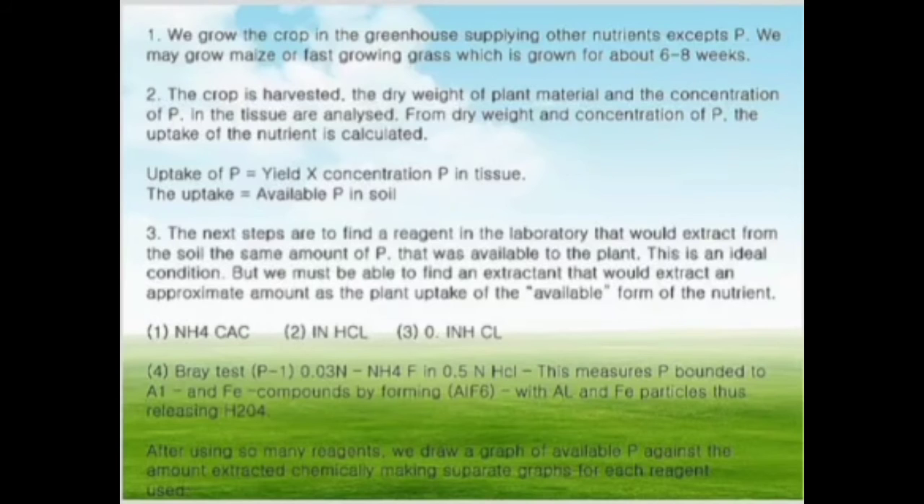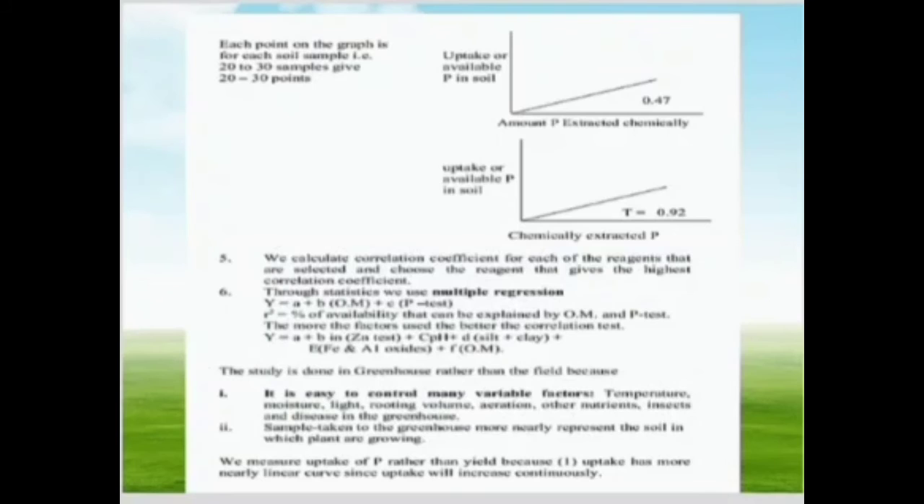This measures P bound to Al and Fe compounds by reacting with the Al and Fe particles, thus releasing H2PO4. After using so many reagents, we draw a graph of available P against the amount extracted chemically, making a separate graph for each reagent used.